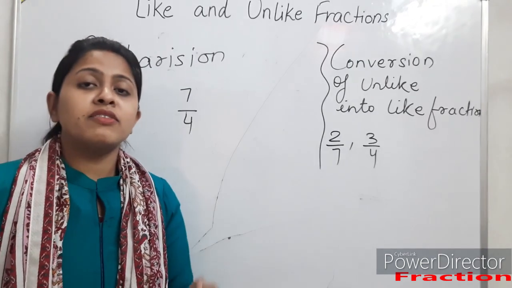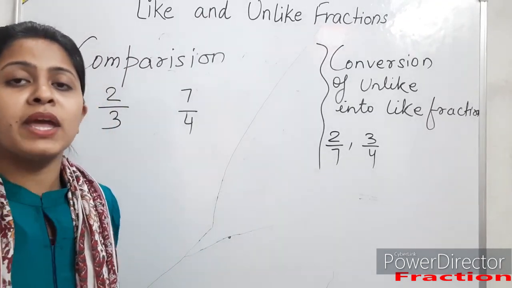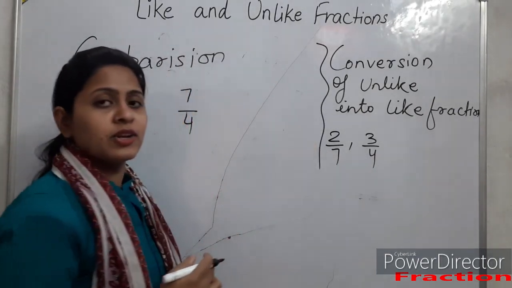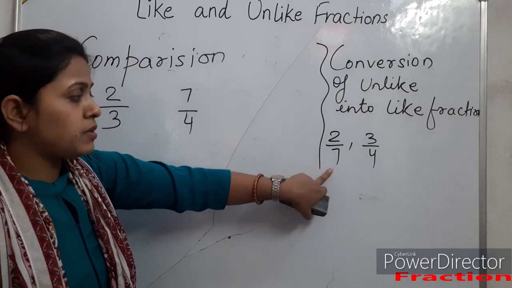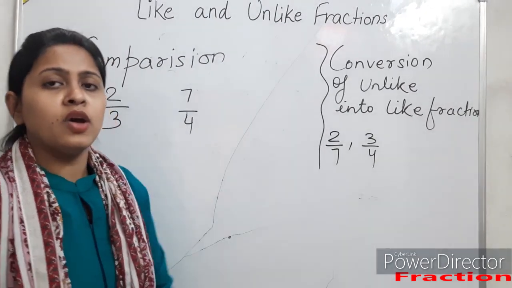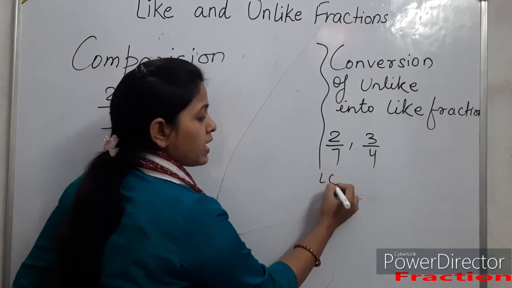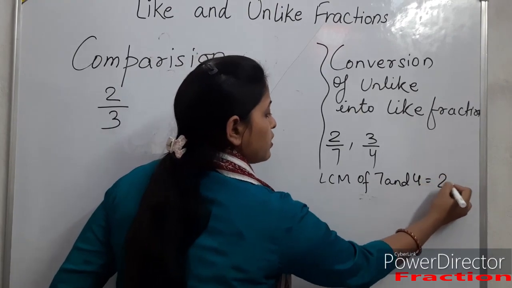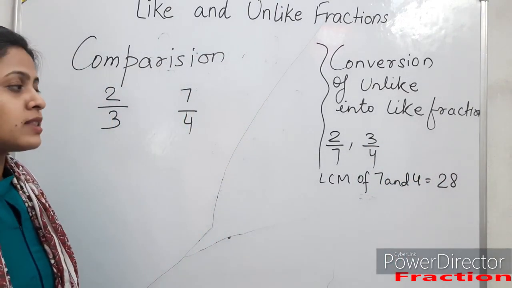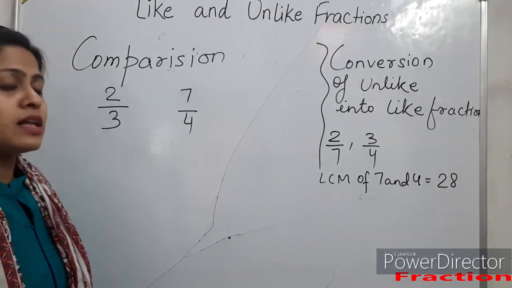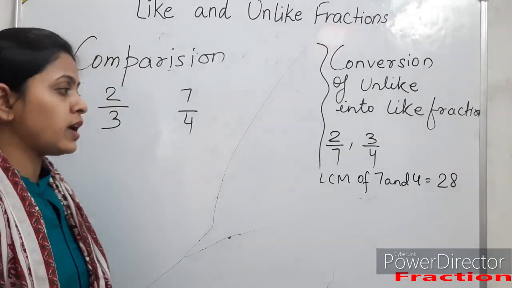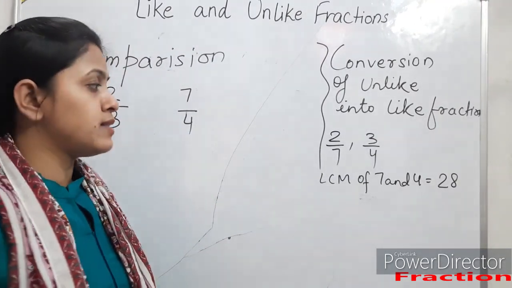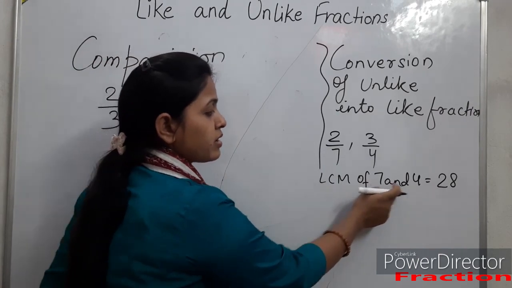To convert unlike fractions into like fractions, the main role is of the LCM. We have to take the LCM of the denominators. You are able to see here the denominators are 7 and 4. So together we will take the LCM of 7 and 4, which equals 28. Do you know how to take the LCM? If you don't know, kindly see my LCM video, where you can see a very easy method to find the LCM. So here we have found the LCM of 7 and 4 is 28.